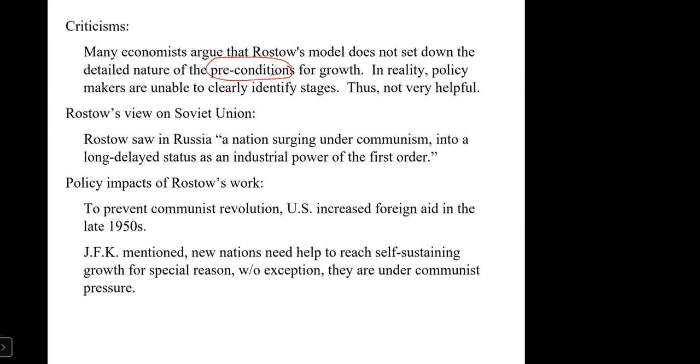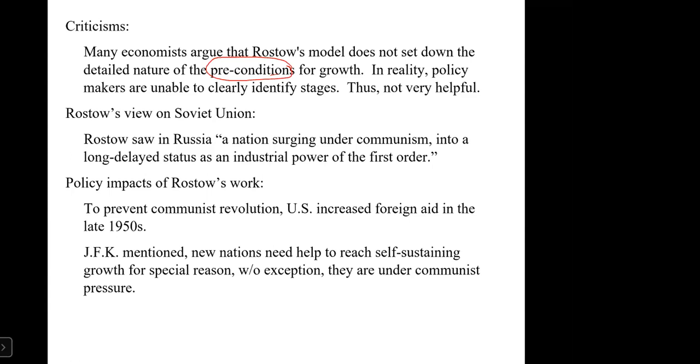And furthermore, there's no clear guidance for policymakers to identify the stage. In other words, in terms of policy making and planning for a country, it's not very practical, because it's difficult to identify where we are in terms of these five stages, and it's difficult to evaluate whether an economy has satisfied those preconditions for takeoff.